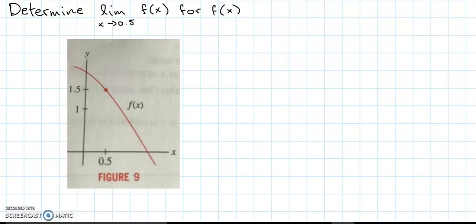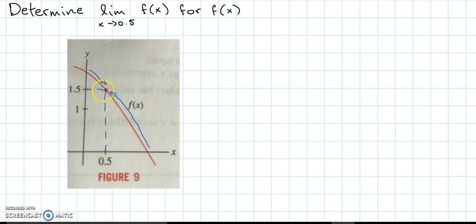Hey guys, in this video I will be showing you how to evaluate a limit using the graphical approach through a few examples. The first example here asks us to determine the limit when x approaches 0.5. As we can see on the graph, when x approaches 0.5, the graph approaches 1.5 from the left side and 1.5 on the right side.